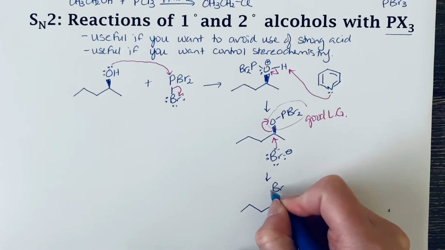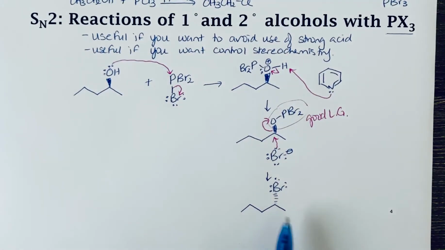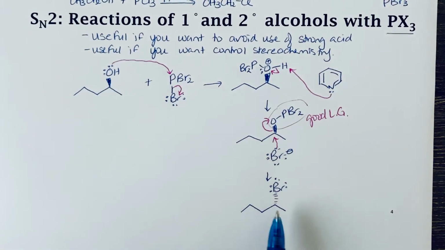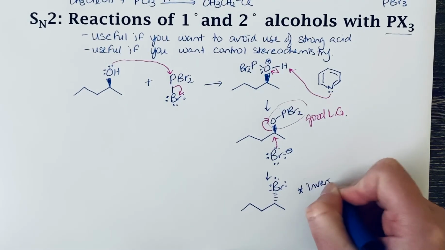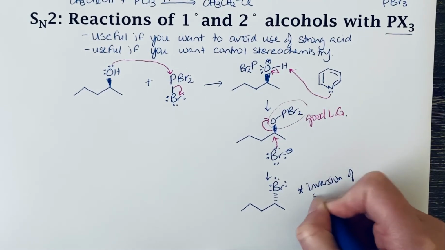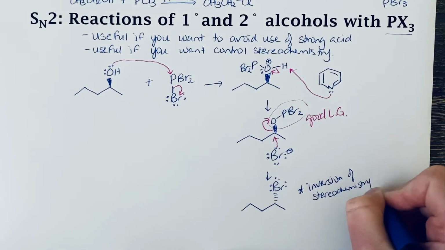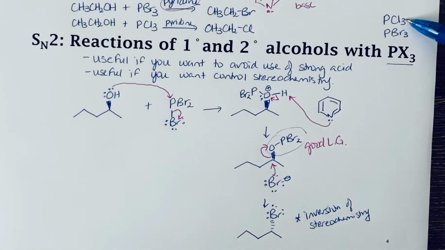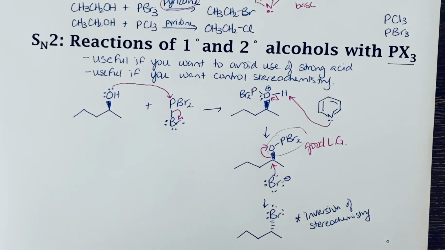So it is facing away from us. So we have added the bromide and we have controlled the stereochemistry. We've inverted it, but we have complete control. Okay, so we see inversion of stereochemistry with this reaction. And you could draw this exact same mechanism with PCl3 if you wanted to add the chloride. Just in every step where you have bromine, just imagine that there is a chlorine there instead.